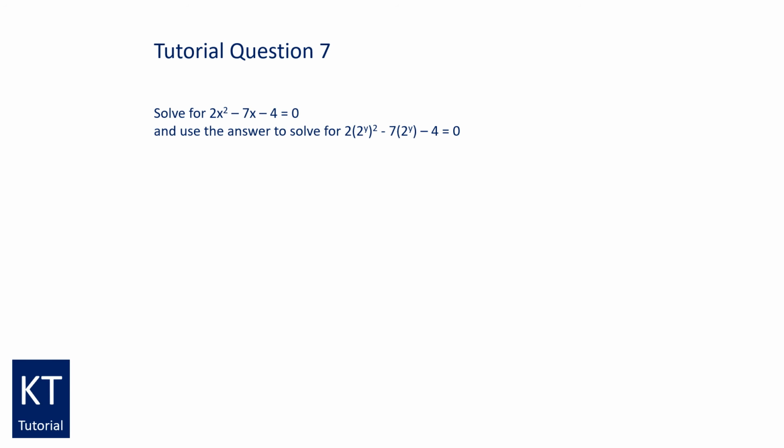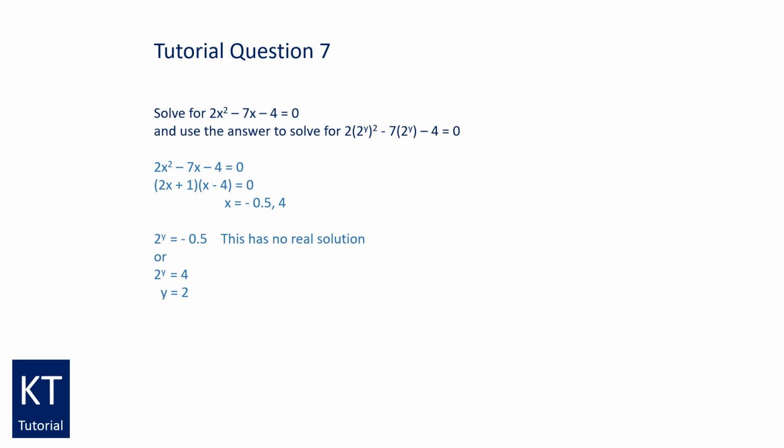Tutorial question 7. Solve for 2x squared minus 7x minus 4 being equal to 0 and use the answer to solve for the given equation. The first part can be solved using the factorization method, leading to x being negative 0.5 and 4.